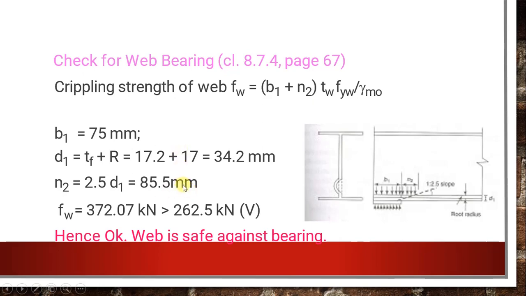So with the help of these criteria, put the values into the given expression which is given in Indian Standard 800. The value is obtained as 372.07 kilonewton, that is the crippling strength of web. Okay, and it is greater than the shear force value. So here in this case also, the web is safe against bearing criteria. Okay. So in this way, you have to carry out the design of a laterally restrained beam and check whether it is safe against shearing criteria, bearing criteria, deflection, as well as web buckling and web bearing criteria.